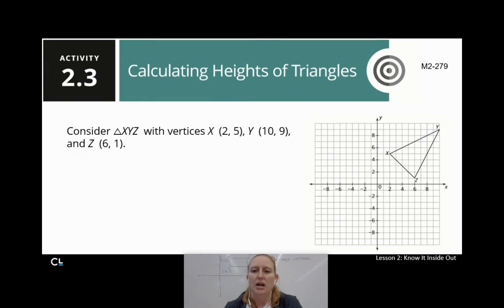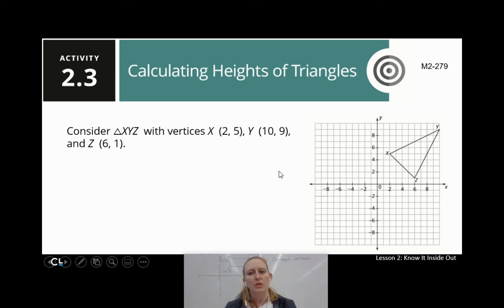So with this in mind, we're on page M2-279. You have this little triangle, and it has vertices. X is at (2, 5), Y is at (10, 9), and Z is at (6, 1). If you want to write those on the picture, you can. You certainly don't have to, but it's kind of nice.